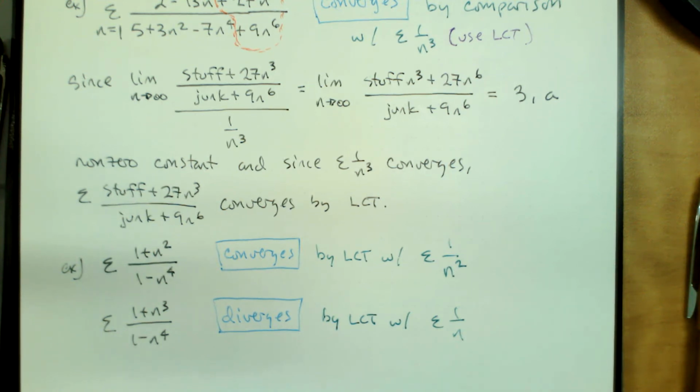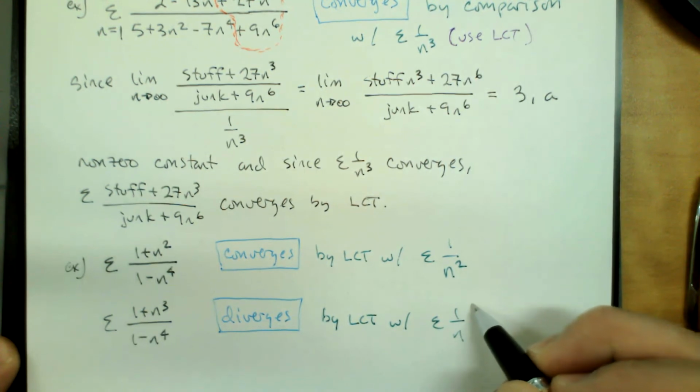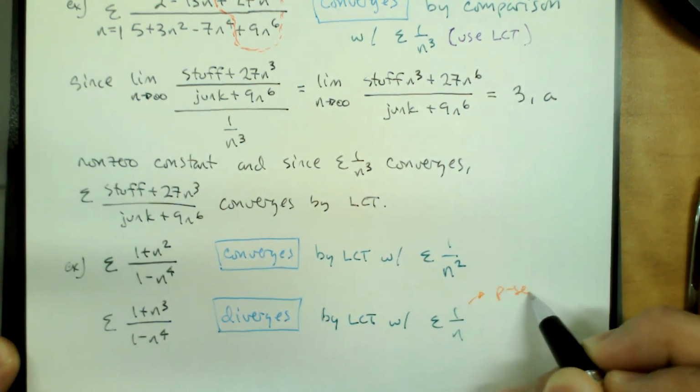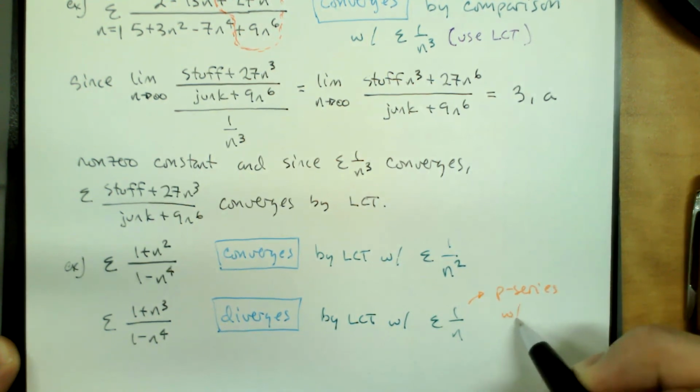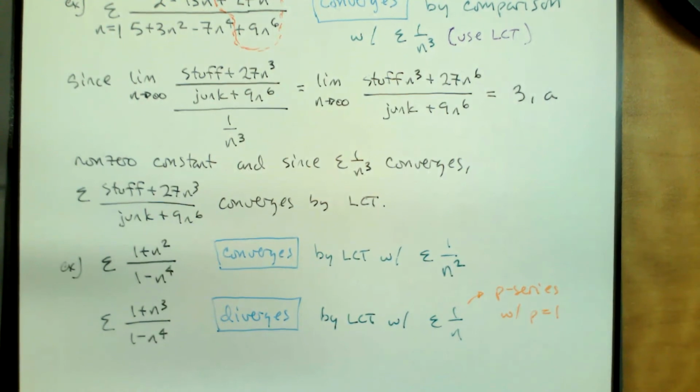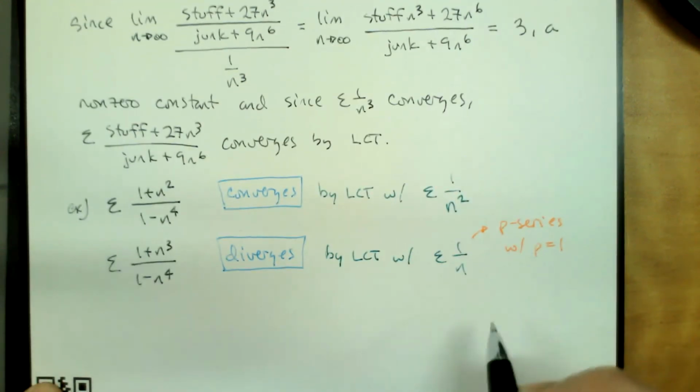So 1 over n diverges. We use the integral test on that one. So it's a p series with p equal to 1. So that's the conclusion that we're going to make. It's a p series with p equal to 1, but that doesn't actually answer the question. So I don't want to try to weasel out of it that way.